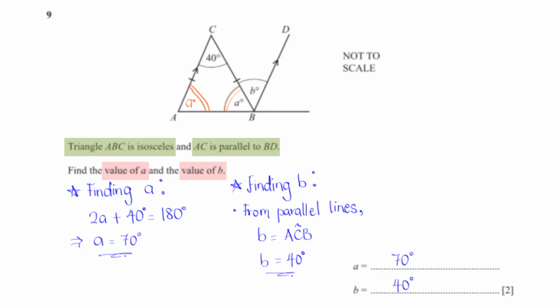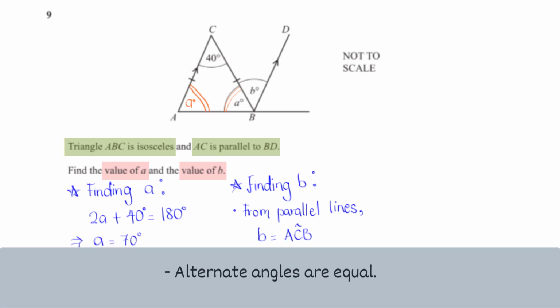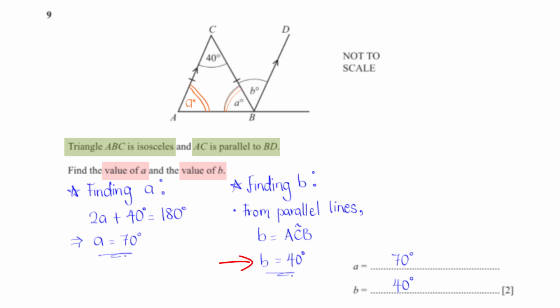AC and BD are parallel lines, and angles B and 40 degrees are alternate angles. Alternate angles are equal, and so B is equal to 40 degrees.